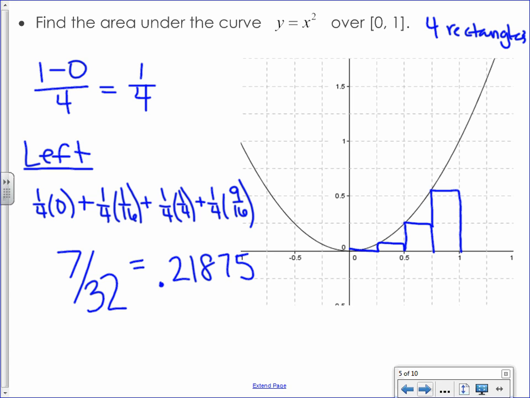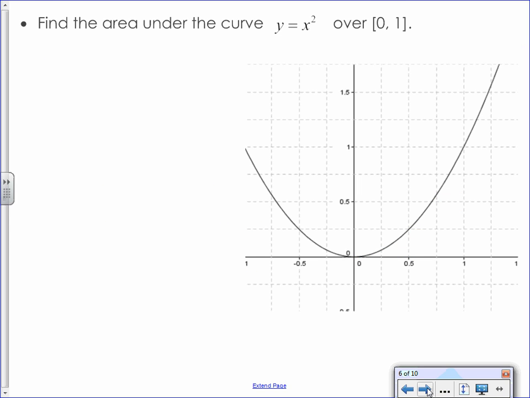Oh, that would be one. And what kind of an approximation is this? Under. It is less than the actual area. Because we have some spaces that we don't have area for. 1/4 times 0 is 0. That is true. Oops.